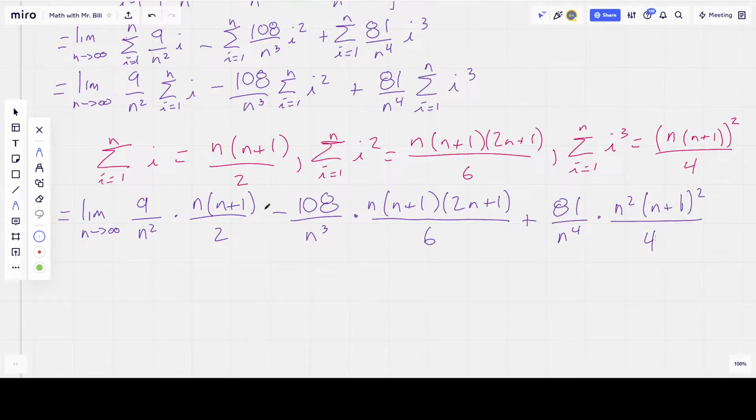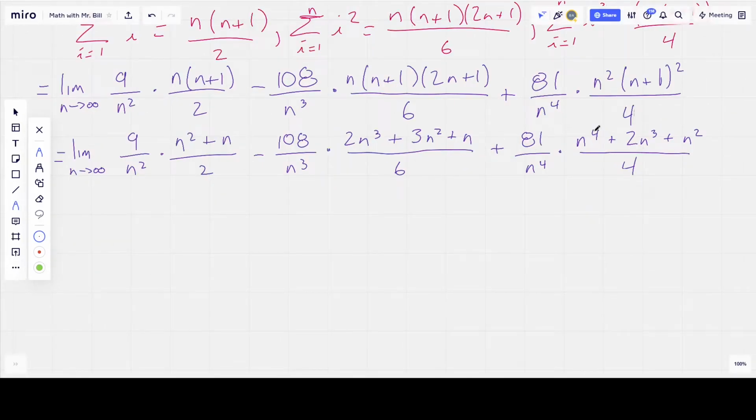And now what I have to do is, I don't have to, but it's going to be easiest to go ahead and expand each of those factors on the top of each of those formulas. So I've expanded each of those factors up on the top. And now I've got my 9 over n squared times n squared plus n over 2, etc.